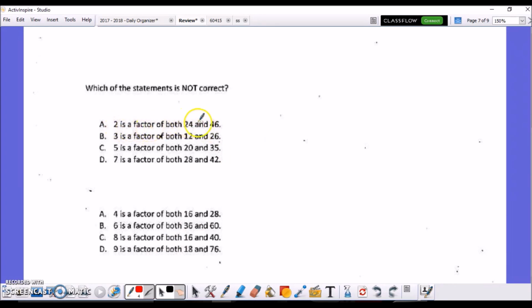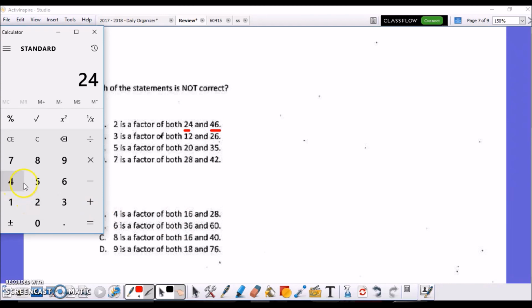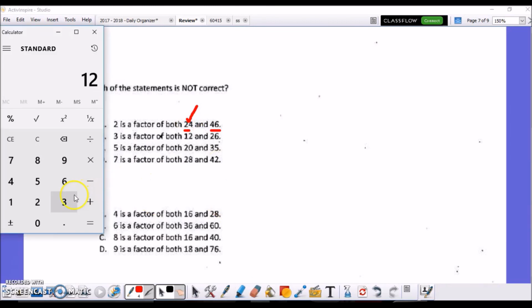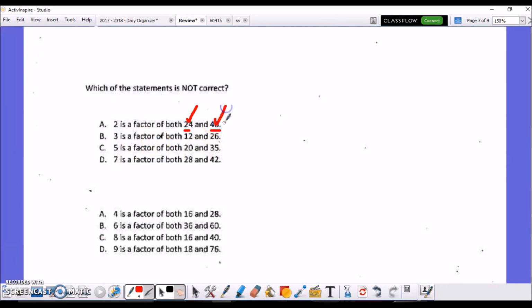2 being a factor of 24 and 46, you're testing for divisibility of 24 and 46 by dividing each number by 2. So take 24, divide by 2. If you get an exact whole number, which we do, then yes, 24 is divisible by 2, which means 2 is a factor of 24. You do the same thing for 46. Divide that by 2, and once again, you get an exact whole number, which means yes. So if you can answer yes to both of those, that means A is not my answer because I'm looking for the one that is not correct.